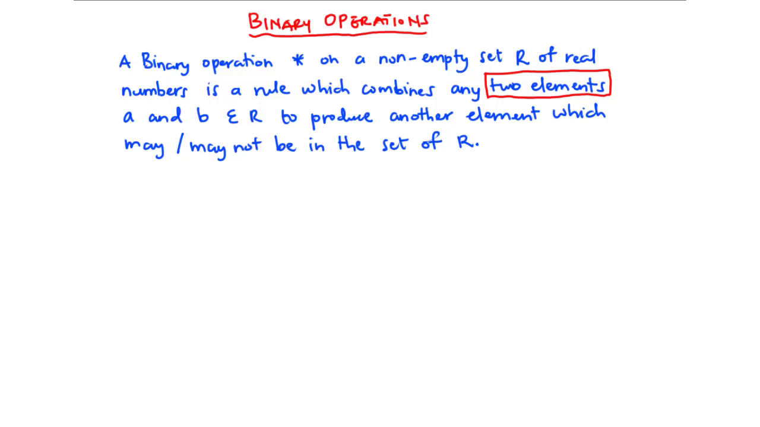In today's video we are going to look at the topic binary operations. Now a binary operation star on a non-empty set R of real numbers is a rule which combines any two elements A and B, which are members of the set R, to produce another element which may or may not be in the set.